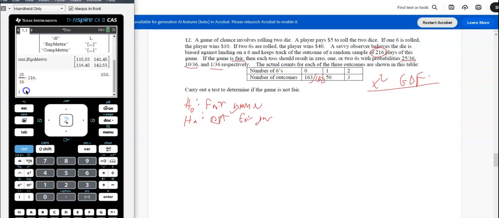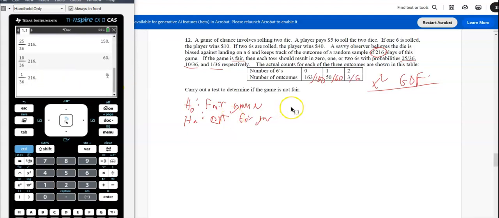And then for the second play, it was 10 out of 36 times 216. We would have expected 60, but we got 50. And the last one was 1 out of 36 times 216. We expected 6, but we only got 3. Okay, so I think they're a little bit different.